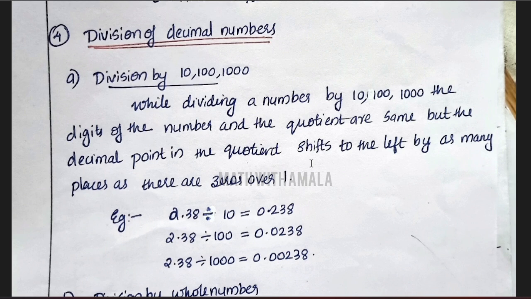0.238. That means you have to move one place towards the left. That means there is only 1 zero after 1. Likewise, in 2.38 divided by 100, there are 2 zeros after 1. So you have to move 2 decimal places towards the left. The same rule can be applied for 2.38 divided by 1000, which is equal to 0.00238. Here you have 3 decimal places and you have to move towards the left, and the decimal places that you have to cover is 3.